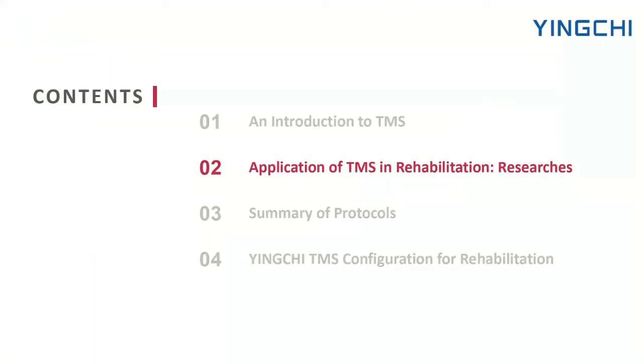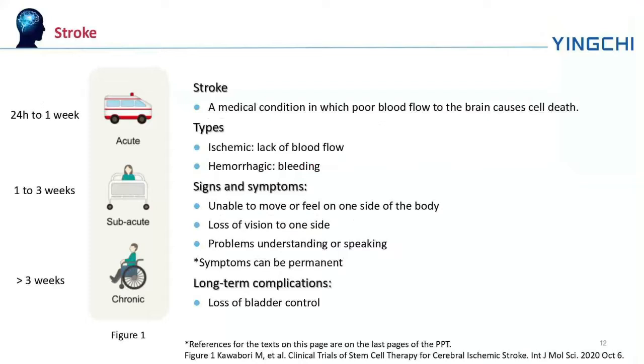Now we're going to share the application of TMS in rehabilitation, especially in the form of research. As for stroke, we have introduced before that the main stages of stroke are acute, subacute, and chronic. It is a medical condition in which poor blood flow to the brain causes cell death, and it can be classified into ischemic stroke and hemorrhagic stroke. And it has many signs and symptoms, and these symptoms can be permanent, and it may also cause long-term complications to the patients.